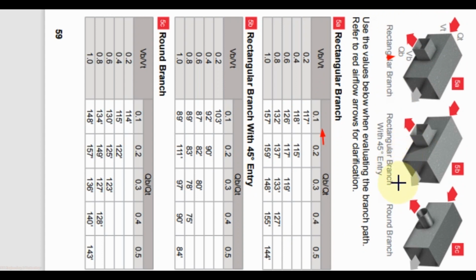For supply air system, for a rectangular branch like this you can use this table. For a rectangular branch with 45-degree entry you can use this table. For a round branch you can use this table.